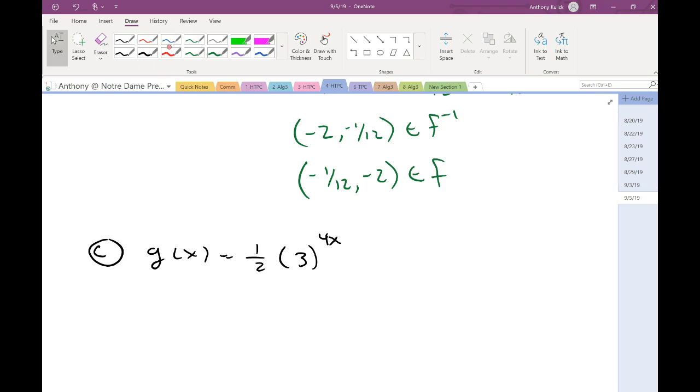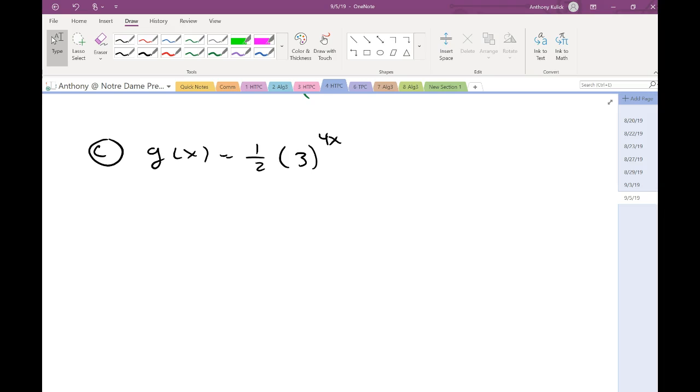So g of x equals 1/2 times 3 to the 4x. And just like before, we'll rewrite using y equals notation. And then we'll solve for x. What's the first thing I'd want to do here to solve for x? Multiply both sides by 2.